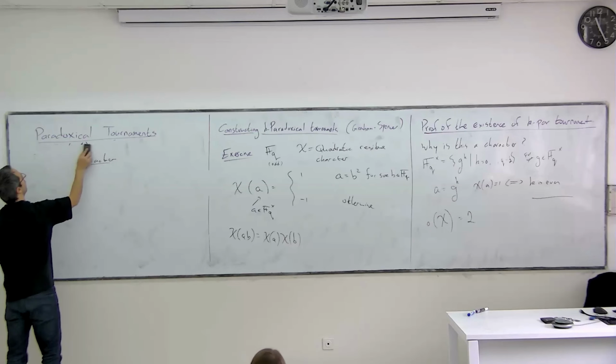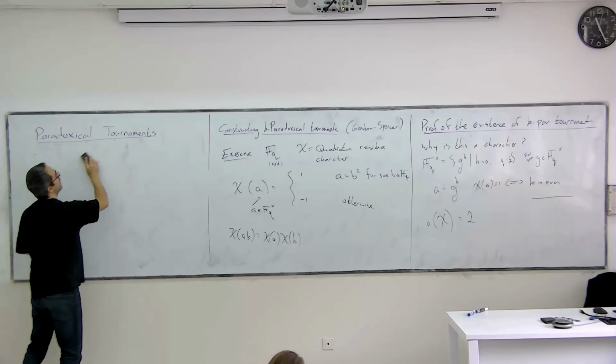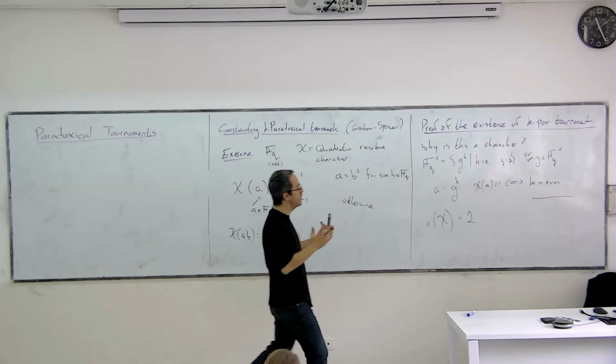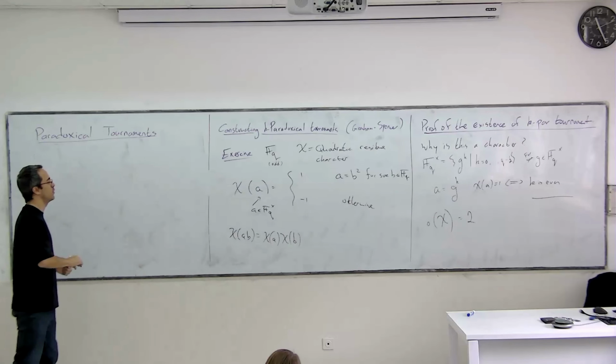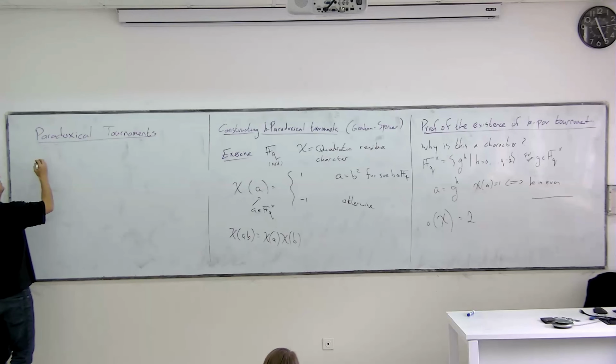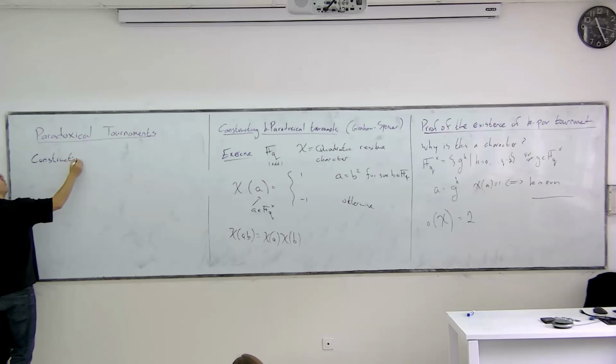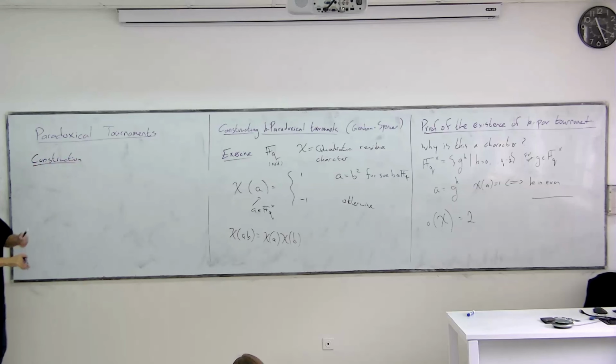Good. The quadratic character will be useful for us. Now I'm going to state the theorem that we are going to use and then show the construction. So having all of these, everything is ready. Let's make the construction of the paradoxical tournament.